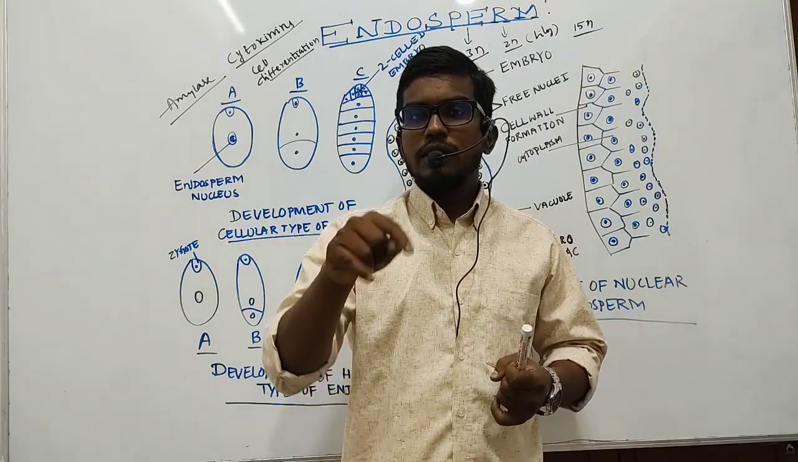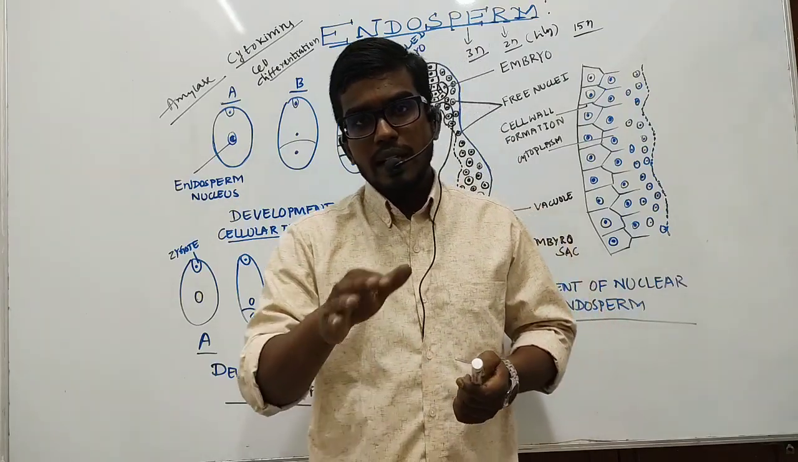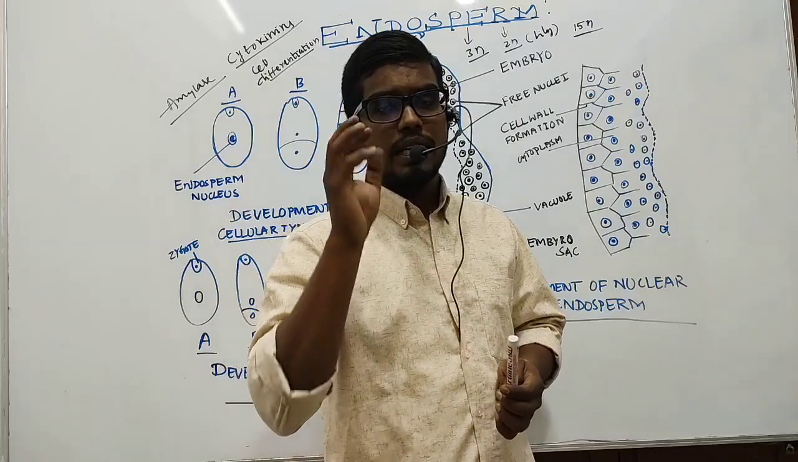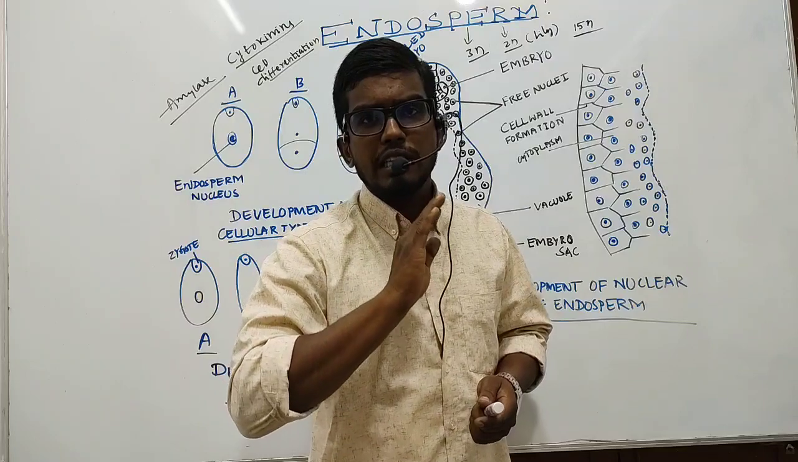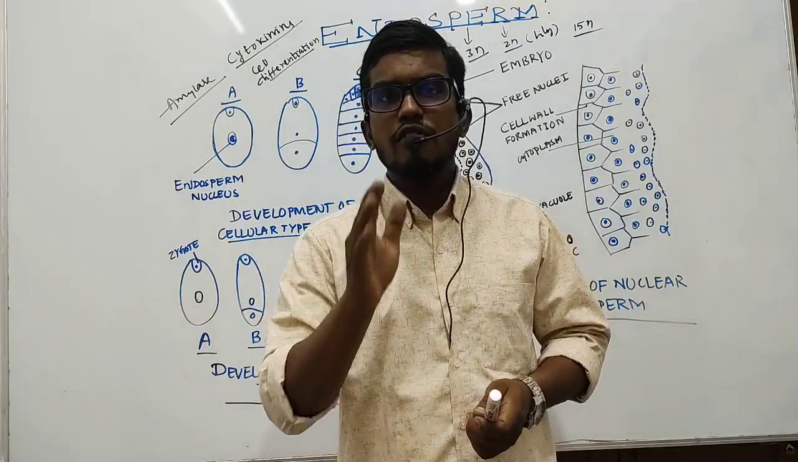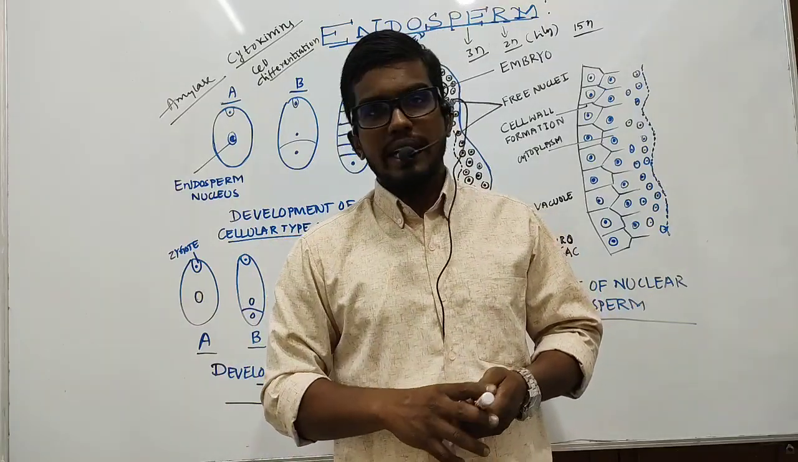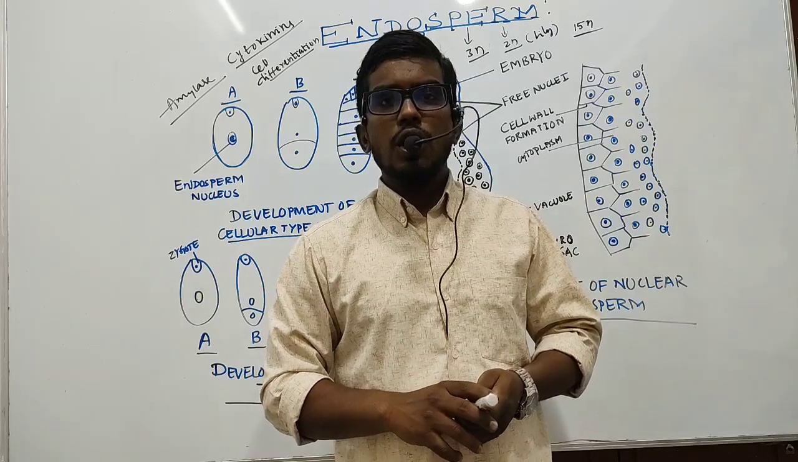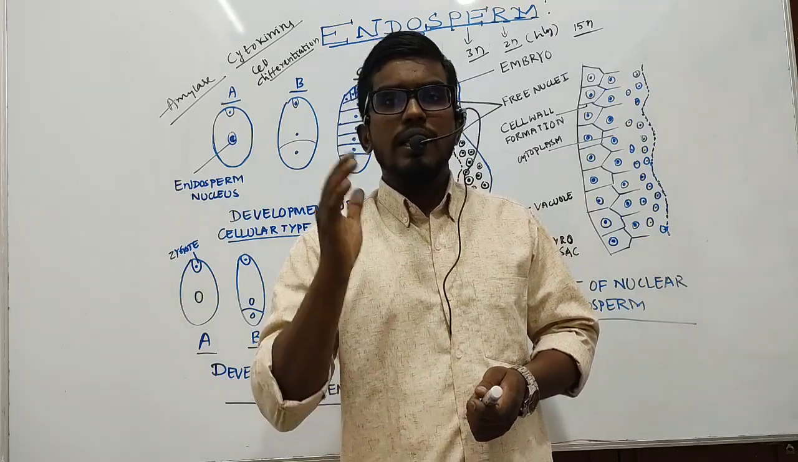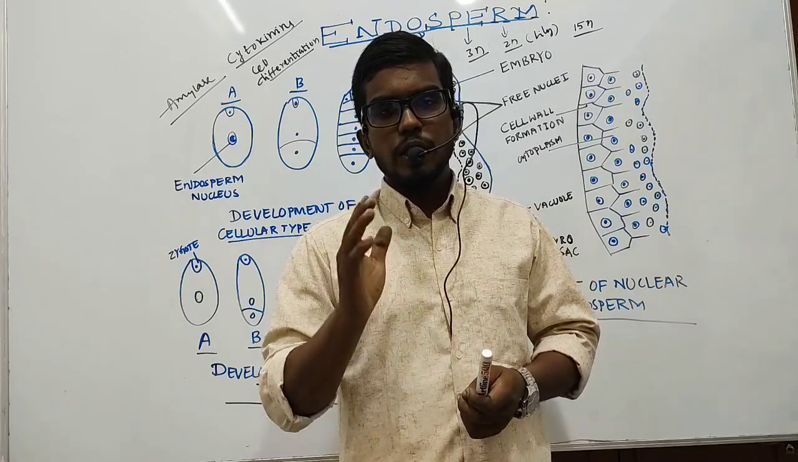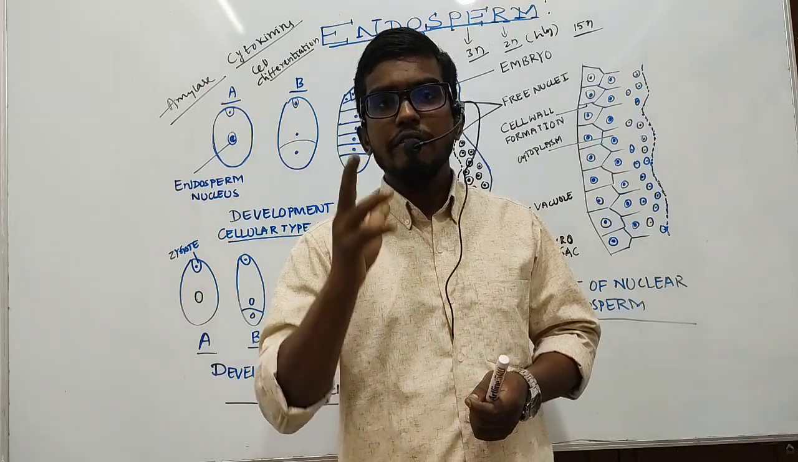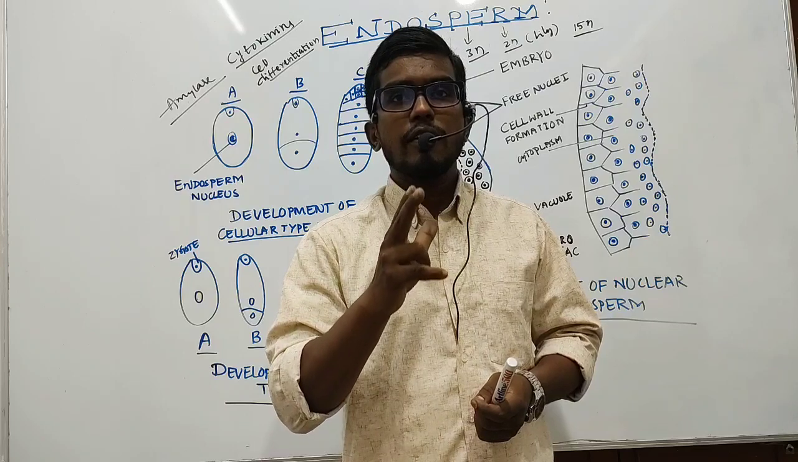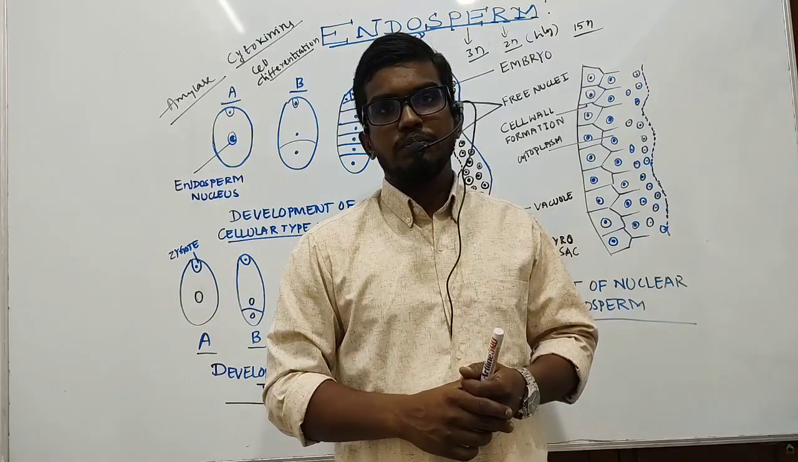Secondly, non-endospermic seeds are ex-albuminous seeds, where endosperm is completely utilized by the developing embryo. So there is no endosperm which is left over, as in the case of pea and beans we can find. So this is a short introduction about the endosperm. So endosperm is a post-fertilization structure. It's a nutritive tissue which is necessary for the developing embryo.